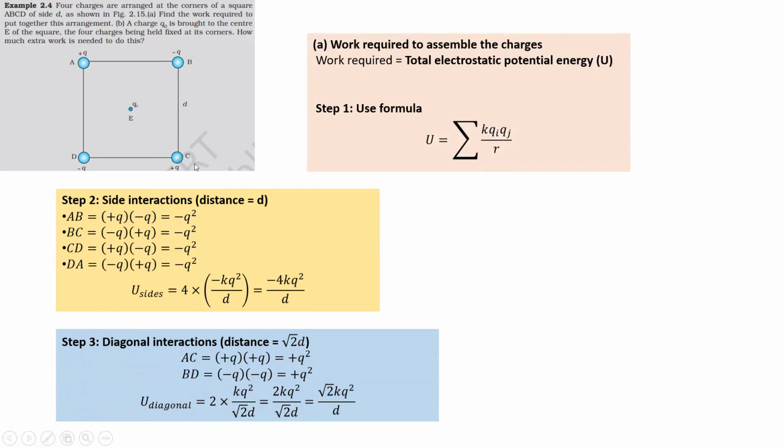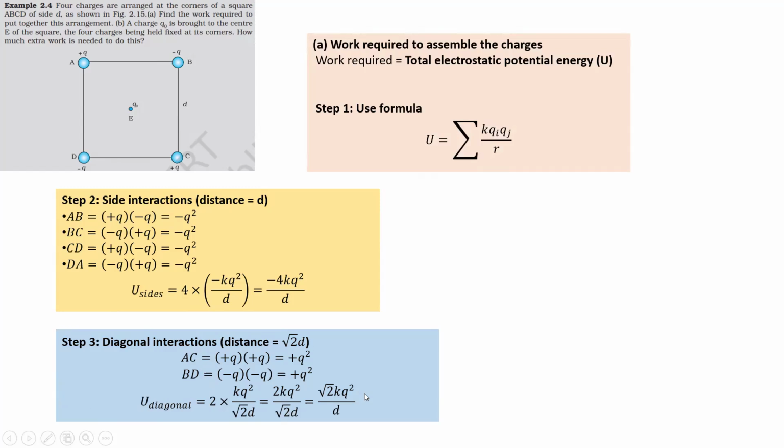What is the distance of AC? According to Pythagoras theorem, D square plus D square equal to AC square. That is equal to 2D square. AC is equal to square root 2 into D. Okay. So for AC, product of charges is Q square. BD also Q square. Once again, these 2 terms become equal.